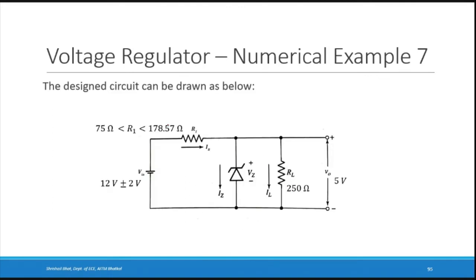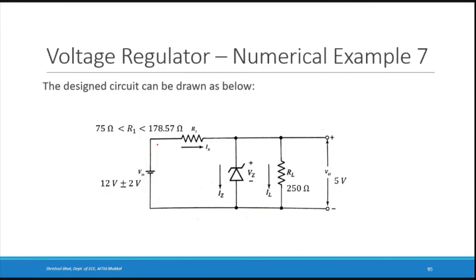So once you get these values, just put them in the circuit. RL is 250 ohms, R1 is in the range of 75 to 178.57 ohms. This is the designed circuit. Once you put the values in the circuit, it will complete the design. So this is the way you can solve numerical examples on Zener diode and Zener diode voltage regulators for any given values. In the next class, we will see the remaining part in the first module.